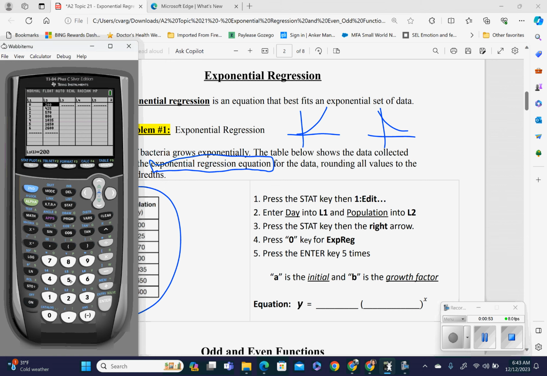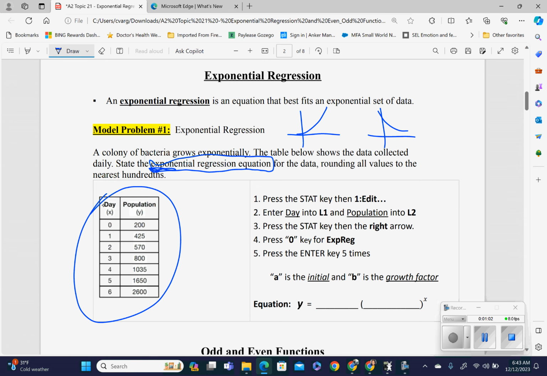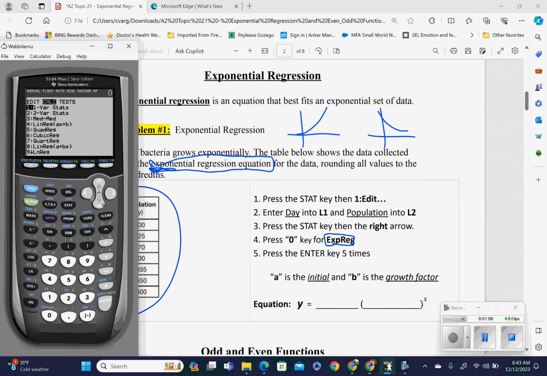Then the next thing you're going to do to find the equation is hit stat again, go over to calc, and now we're looking for something that says exponential or ExpReg. On some calculators it is 0. Let's see, on this one it is 0. Okay, so ExpReg, we're going to just go ahead and hit that button. And then L1, L2 is where you put your data, so all of that is correct.